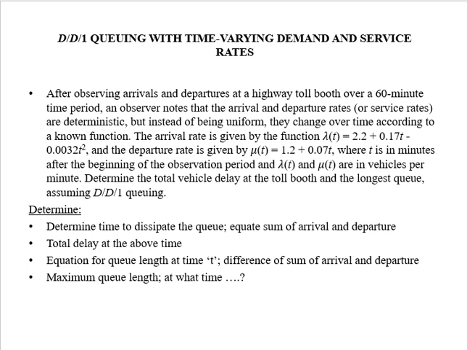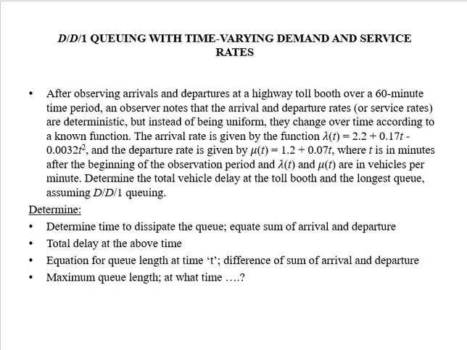Both of them have an equation. This is the equation for the arrival and this is the equation for the departure, where t is in minutes, starting from the observation period. We have to find out the total vehicle delay and the longest queue. The total vehicle delay and the longest queue. Clear?